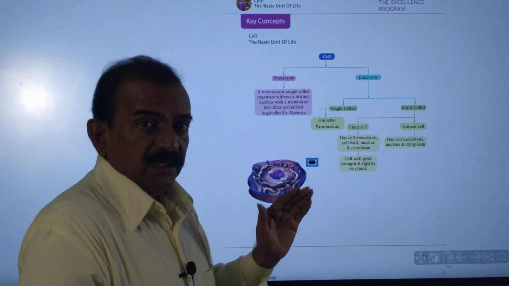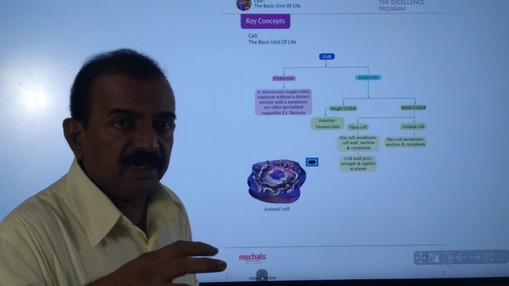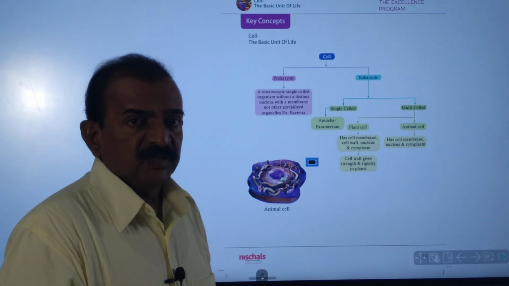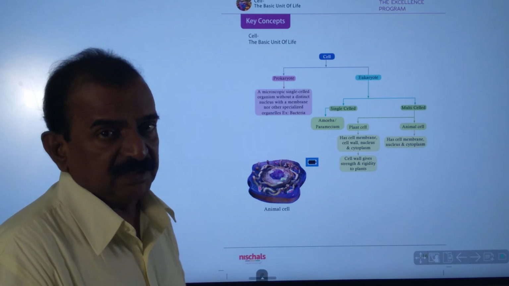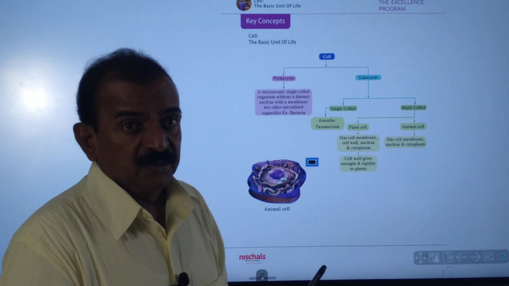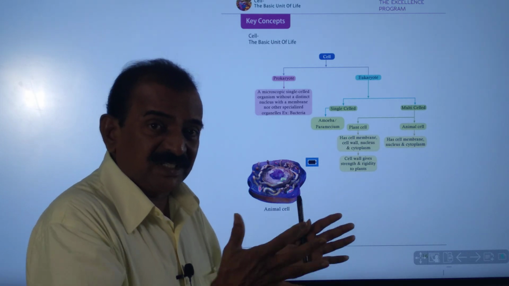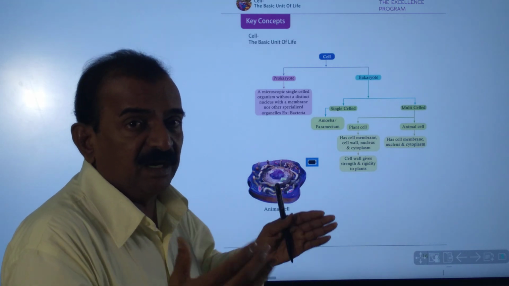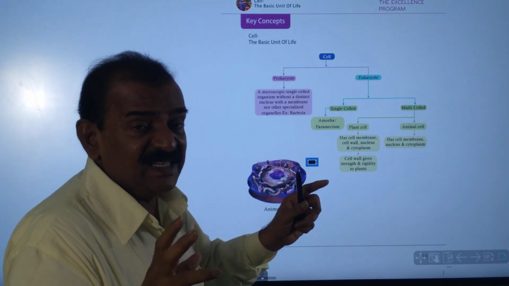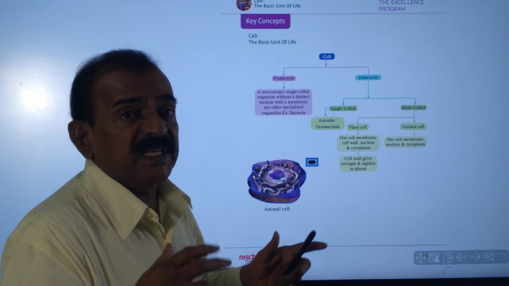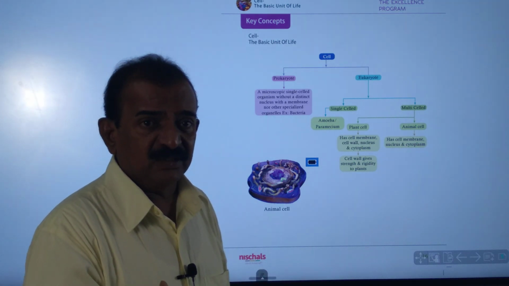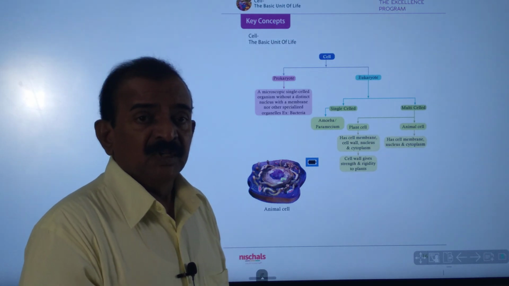In this chapter we are going to discuss what a cell is, what the different types of cells are, and what the different types of organisms are. That is the information we will discuss in this chapter, The Cell, the Basic Unit of Life. Cells are of two types: prokaryotic cells and eukaryotic cells.